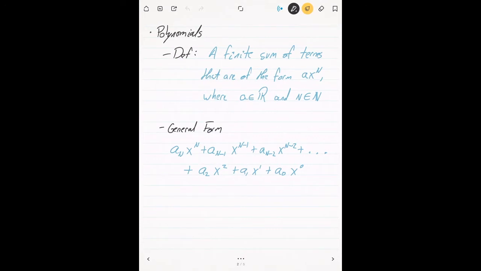A polynomial is a finite sum of terms that are of the form a times x to the n power, where a is a real number and n is a part of the natural numbers. Let's dissect this definition a little bit. We are saying that a polynomial is a finite sum of terms. Finite, remember, that's the opposite of infinite. We're adding up a bunch of terms, but a finite number. We're not adding up infinitely many terms.